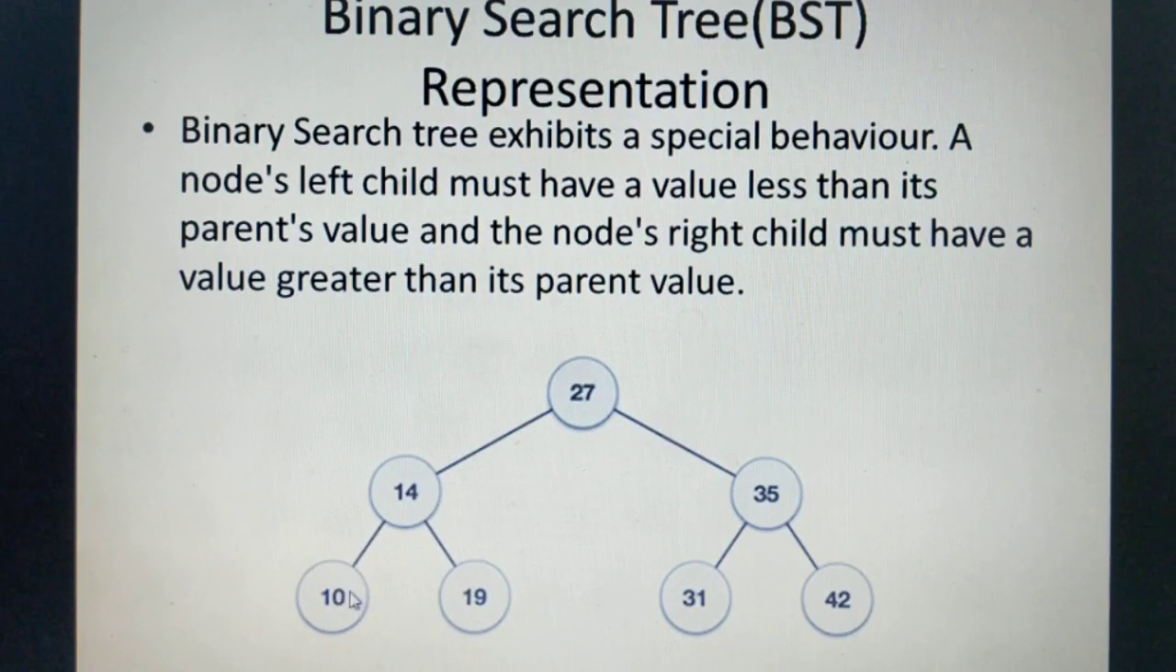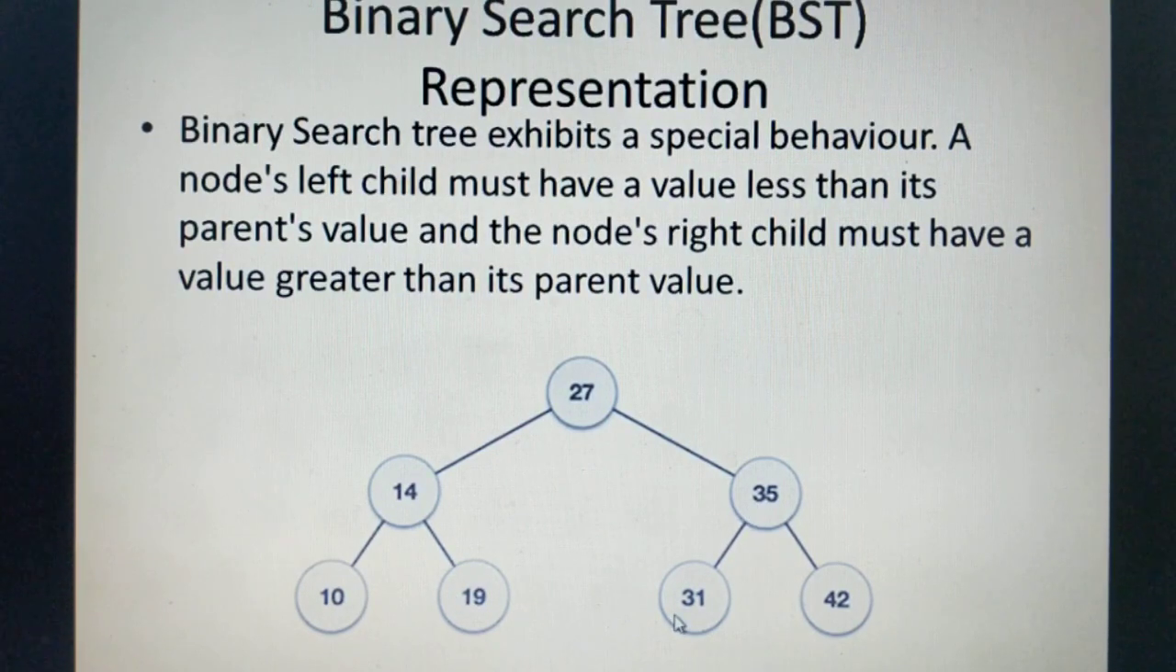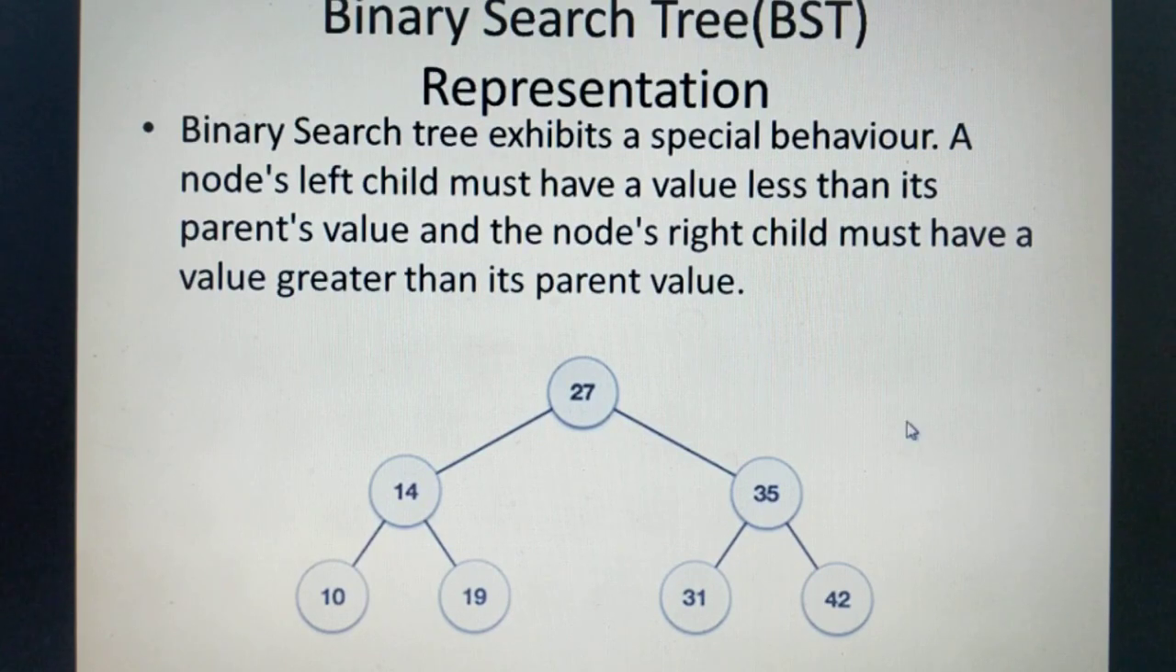Now if I have to make a BST, the data on the left side should be less than the parent node. See here, 10 is less than 14. Next, the data on the right node should be greater than the parent node, so 19 is greater than 14. Similarly here, the left child 31 is less than 35, and the right child 42 is greater than 35. This is how we form a binary search tree.